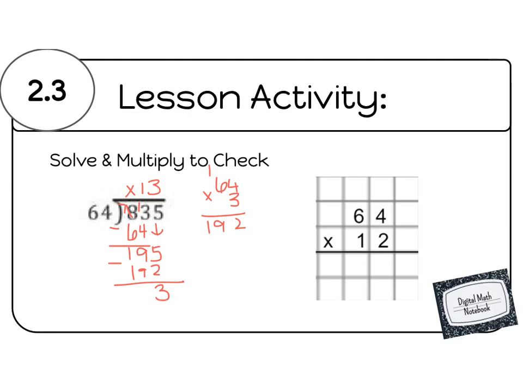Your job in the lesson activity is to finish this problem by multiplying to check. 64 was our divisor, and 12 was our quotient. And you know what? I'm noticing this should be a 13. So 13 is our quotient. And then when we're done, don't forget to add 3. So solve this problem and type your answers in your digital math notebook.